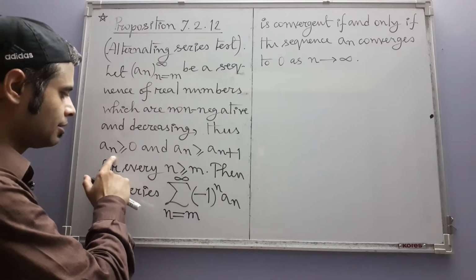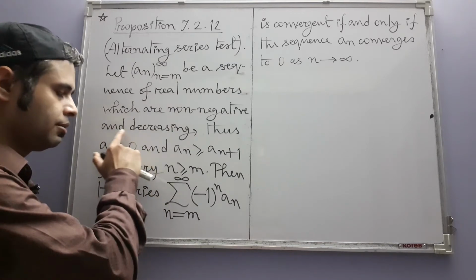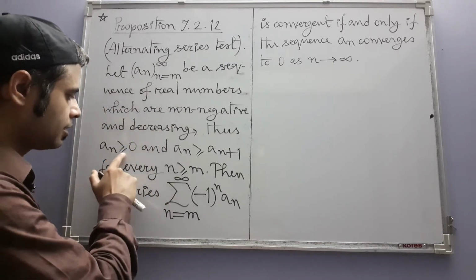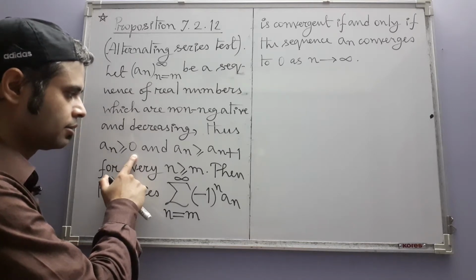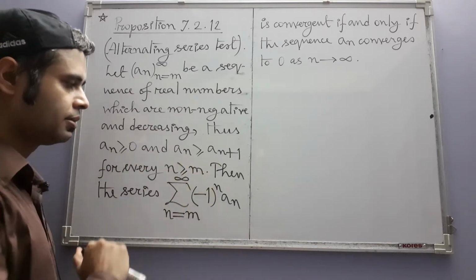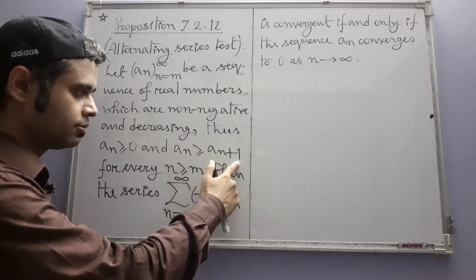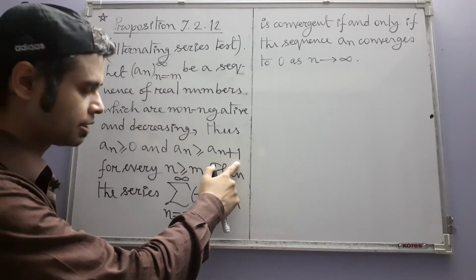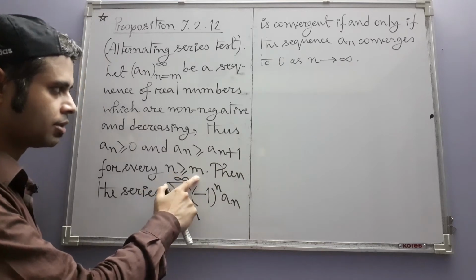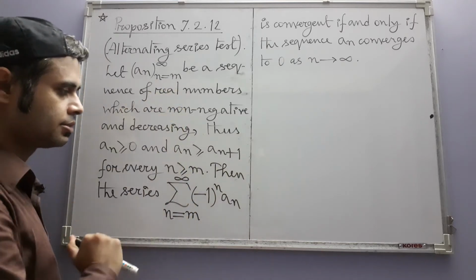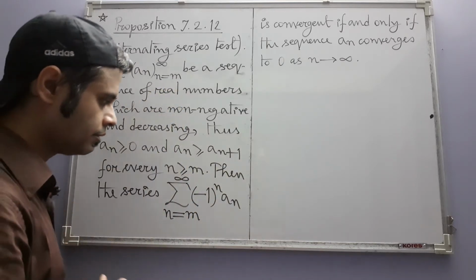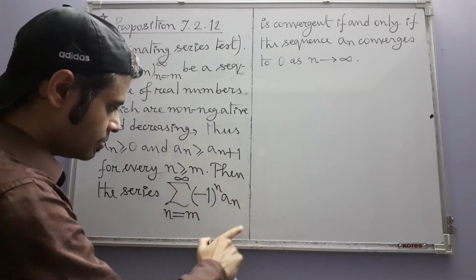One is that all the terms in this sequence are non-negative. All the ans are non-negative real numbers, and the terms are decreasing in this sense: an is greater than or equal to an plus 1, the n plus 1th term, for all n greater than or equal to m, because that's where the index is starting. Then look at this series.